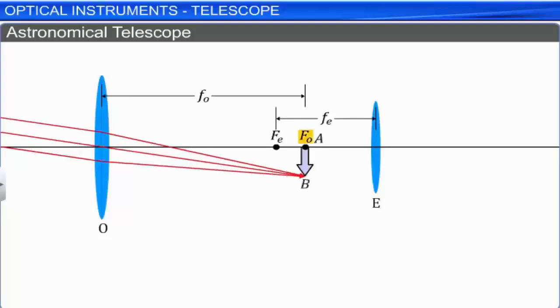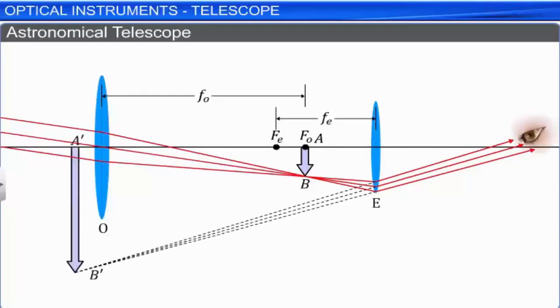The image AB acts as an object for the eyepiece, and the final image A'B' of the distant object is formed by the eyepiece. The image A'B' is virtual, magnified, and is inverted with respect to the original object. Let the angle subtended by the object at the objective be alpha. Since the object is far away, the angle subtended by it at the objective is same as the angle subtended by it at the eye. Let beta be the angle subtended by the final image at the eye.